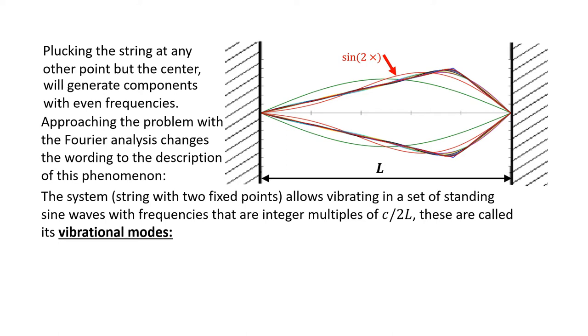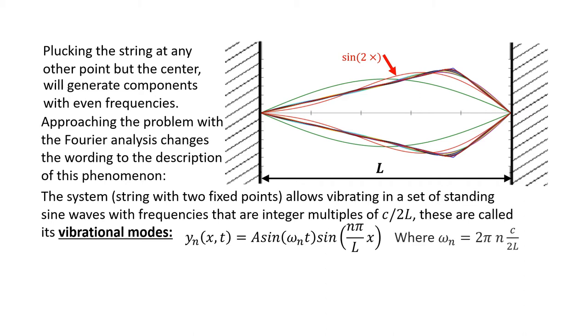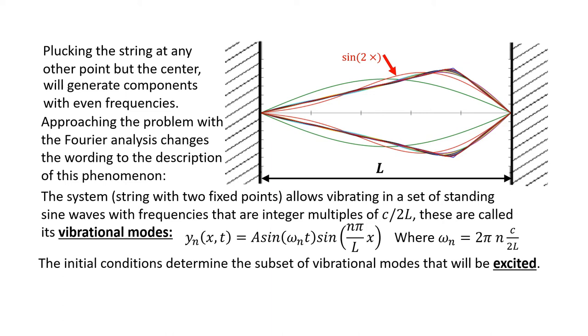The system, a string with two fixed points, allows vibrating in a set of standing sine waves with frequencies that are integer multiples of C over 2L. These are called vibrational modes. In math language, the motion equation of Y for vibrational mode N may be expressed like this, where the angular frequency omega sub N is 2 pi by N times C over 2L. The initial conditions will determine the subset of vibrational modes that will be excited.